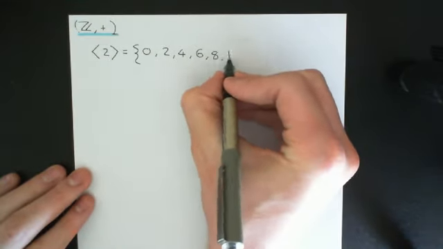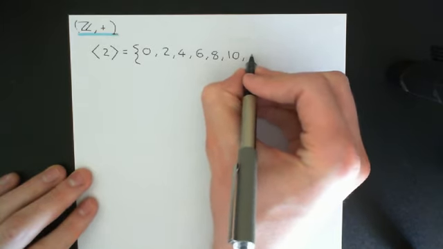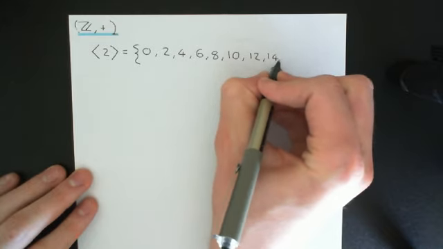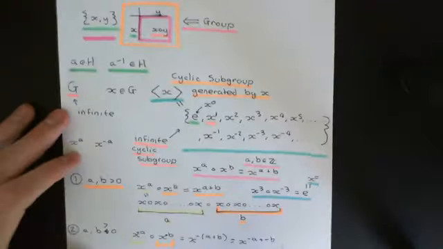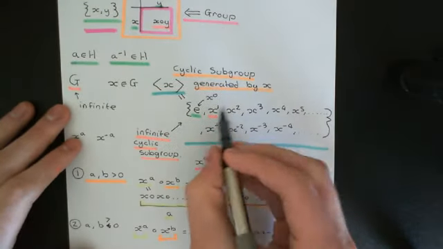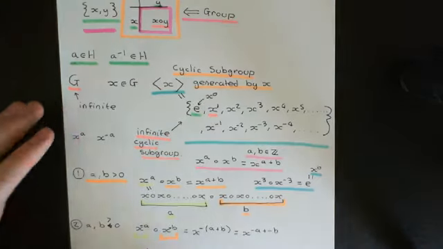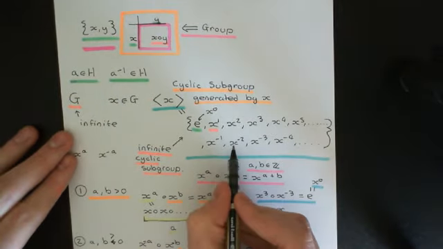And you can go on, so you'll get all multiples of 2 basically, so you'll get 10 and 12 and 14, and it will go on and on and on. So these are all of these powers of x basically. You just have to remember that composition here is just addition. Right, now the other elements we want are x inverse and all powers of x inverse, so let's put those in.